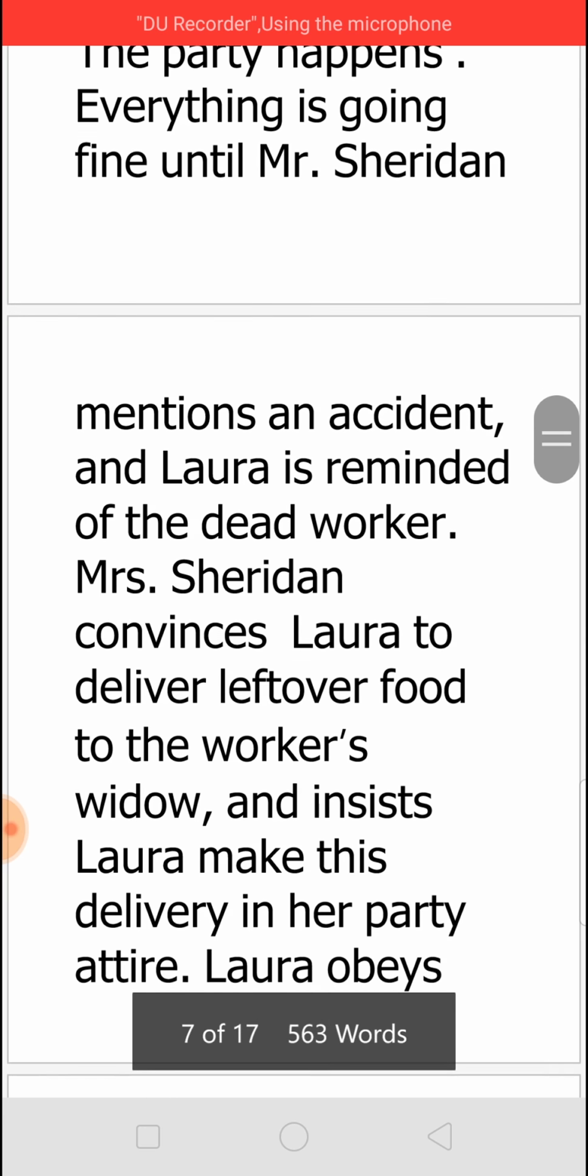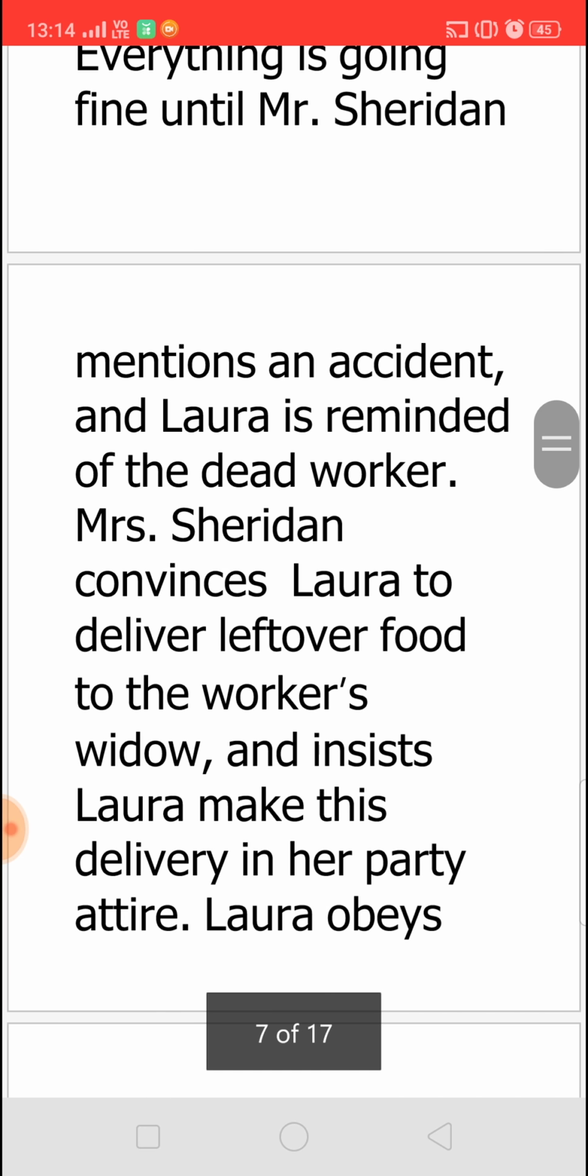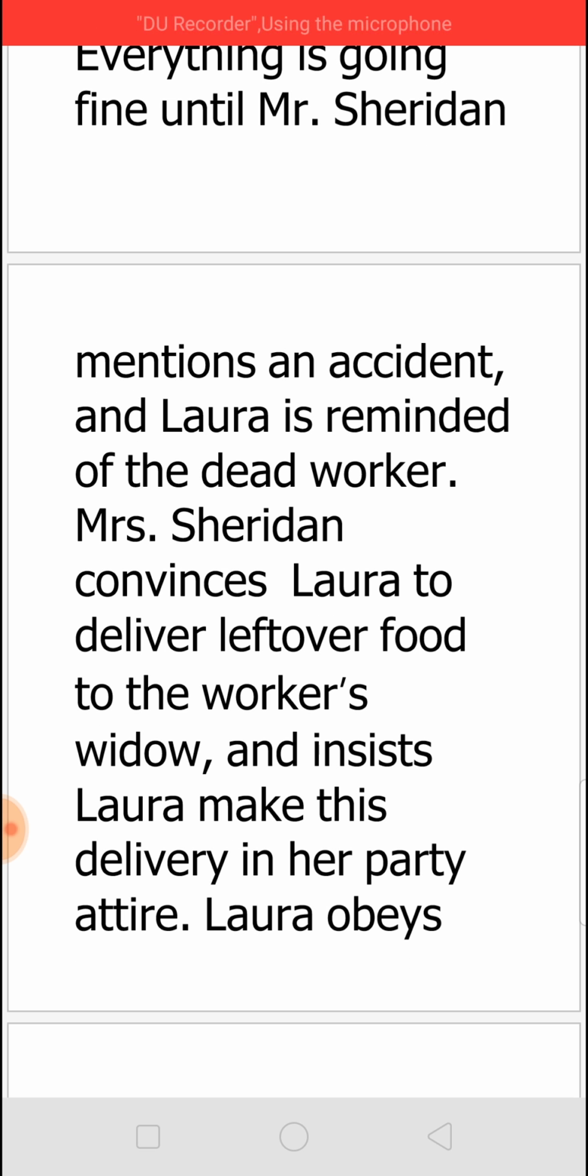Suddenly Mr. Sheridan, that is Laura's father, mentions an accident. And the moment Laura hears it, she is reminded of the dead worker in the neighborhood. Mrs. Sheridan, her mother, understands her feeling and asks Laura to go and deliver the leftover food to the dead man's widow. And when Laura is about to change her dress, she says, no, why do you want to change the dress? Anyway, you are going to give the food and come.